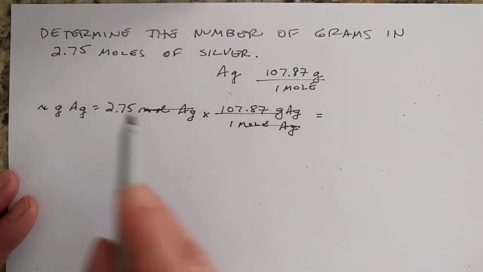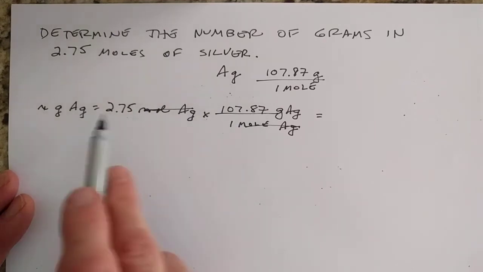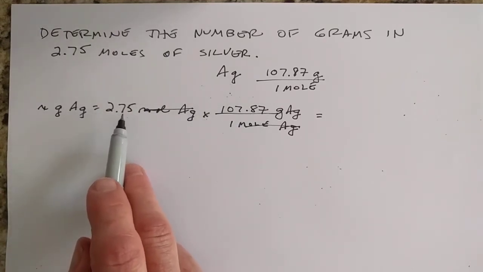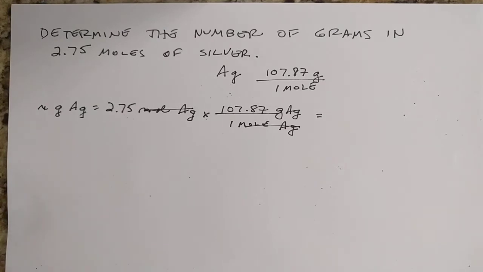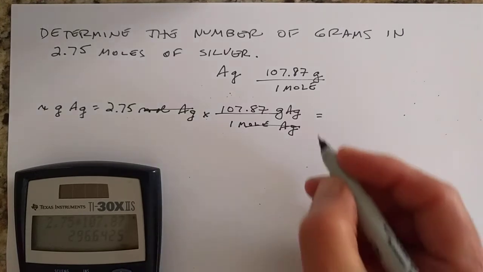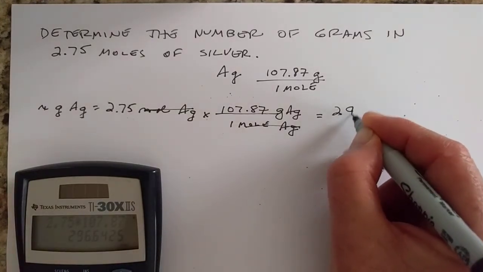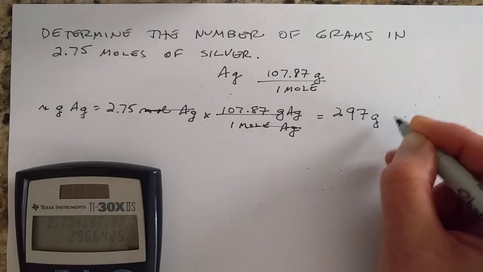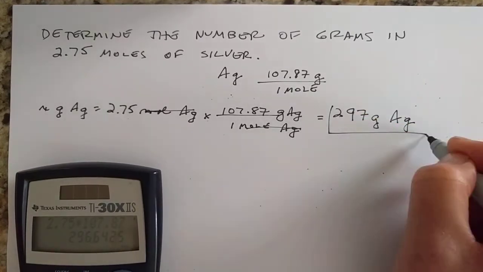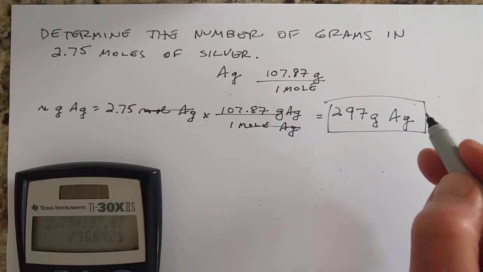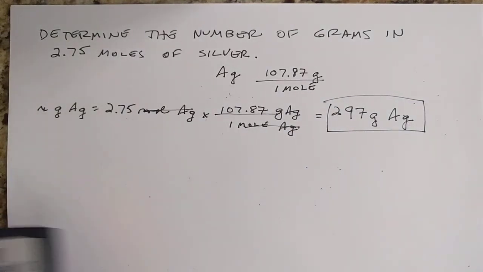And now we're going to do our math. 3 sig figs, 5 sig figs. We go with the smallest sig figs when we're multiplying and dividing. So our answer gets 3 sig figs. So 2.75 times 107.87 equals. Okay, so with 3 sig figs, we get 297 grams of silver. There's our answer. Number, unit, substance formula.